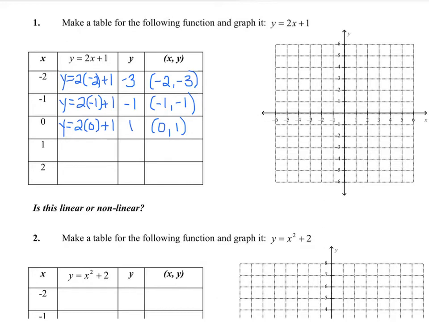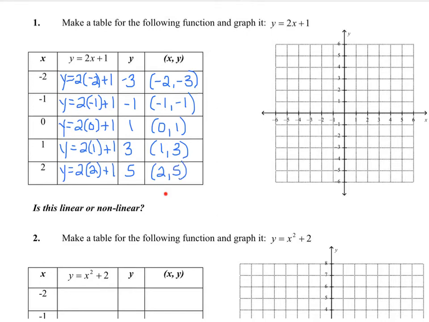Next one, x equals 1. So y equals 2 times 1 plus 1. 2 times 1 is 2. 2 plus 1 is 3. So your coordinate is 1, 3. Your next input is 2. So y equals 2 times 2 plus 1. 2 times 2 is 4. And 4 plus 1 is 5. So your coordinate is 2, 5.